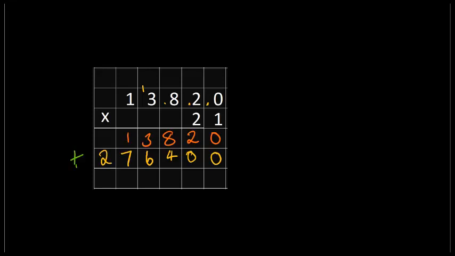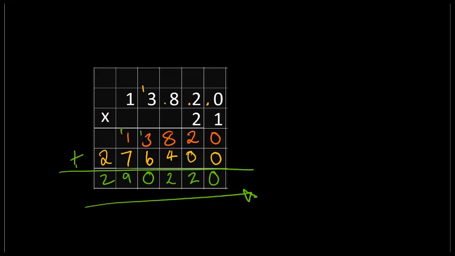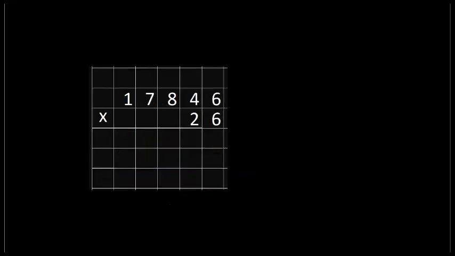Next up, I add them all up together. That gives me 0, 2, 8 and 4 is 12. Carry 1 over. 6 and 3 is 9 plus 1 is 10. Carry 1 over. 7, 8, 9 and 2. That's your final answer. Next sum.